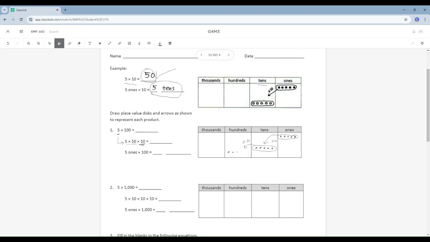And we end up with 5 in the hundreds place. And what is the value of 5 hundreds? 500. So 5 ones, so I had 5 in my ones place, times 100 equals 5, just now in the hundreds place.